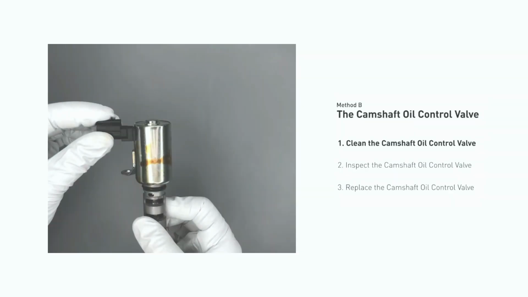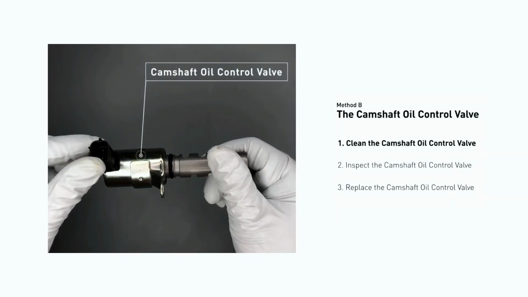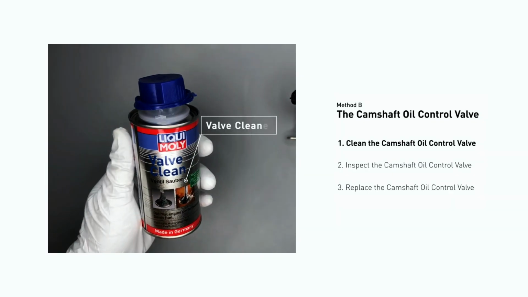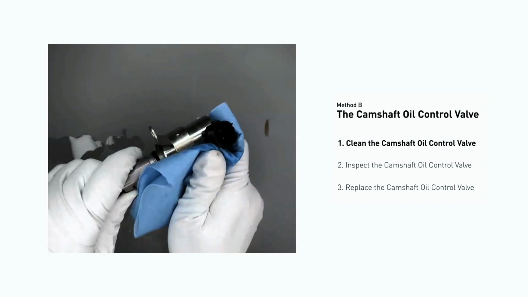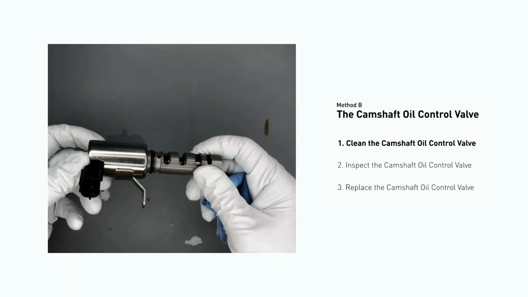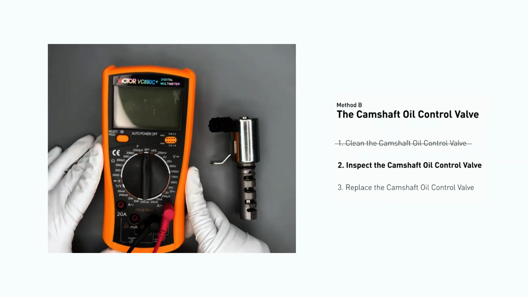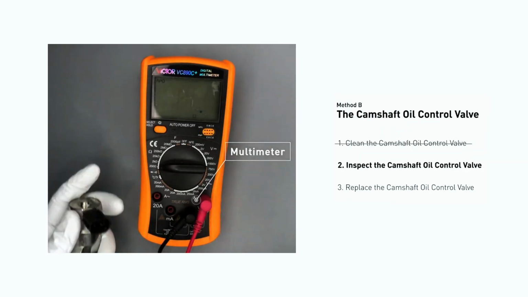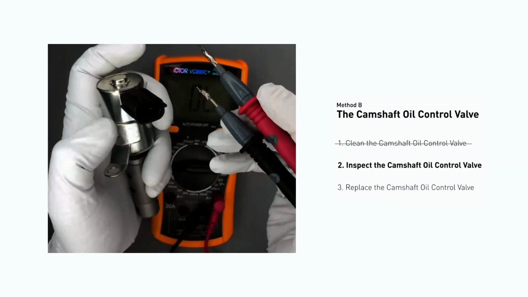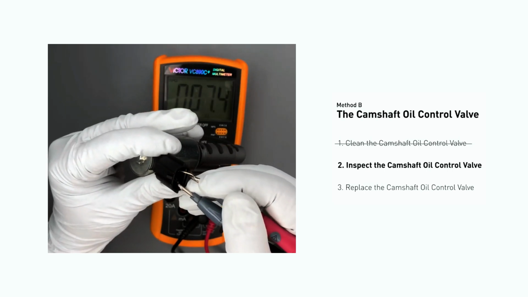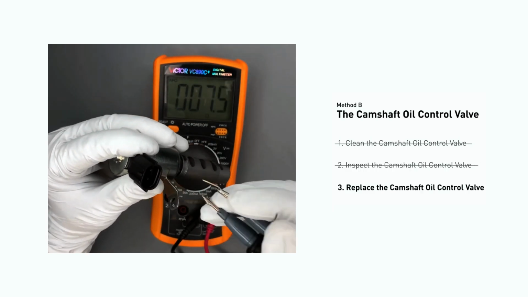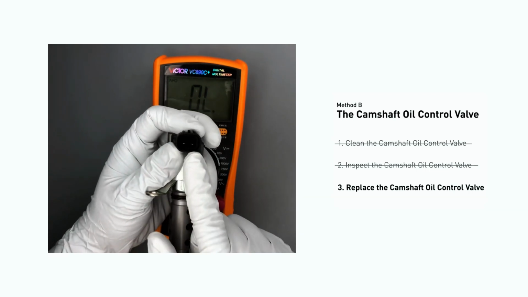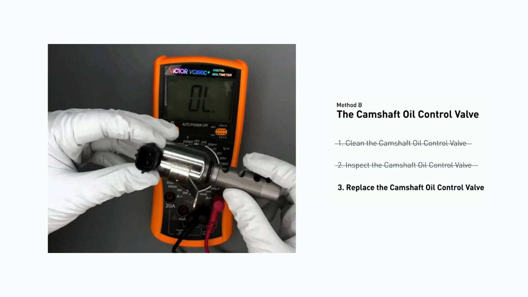Method B, the camshaft oil control valve. First, carefully remove the camshaft oil control valve from the engine. Use a valve cleaner to clean the camshaft oil control valve. Then use a multimeter to proceed with a test on the camshaft oil control valve. In ambient temperature of 68 degrees Fahrenheit, the valve resistance is between 6.9 ohms to 7.9 ohms. If you do not get a reading, this indicates that the camshaft oil control valve is faulty and needs to be replaced.